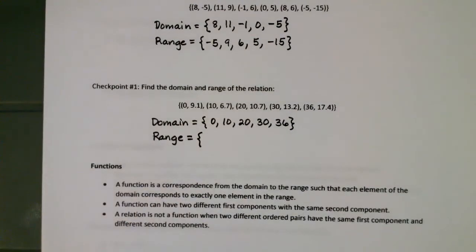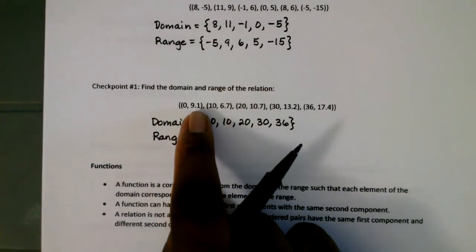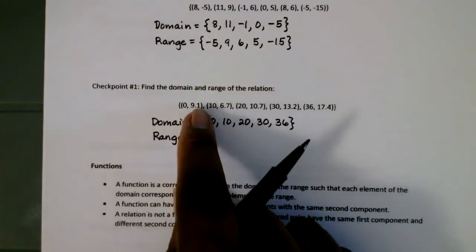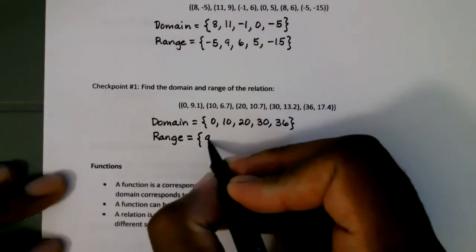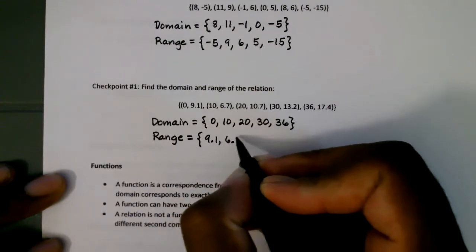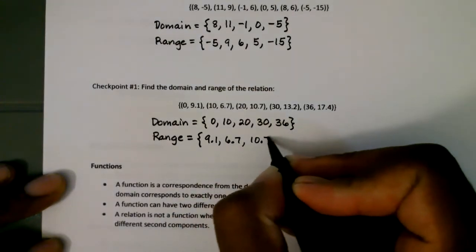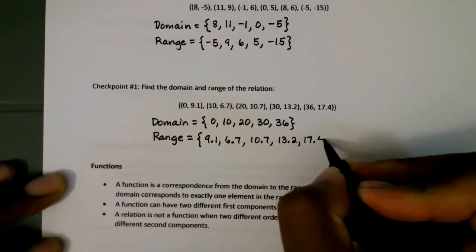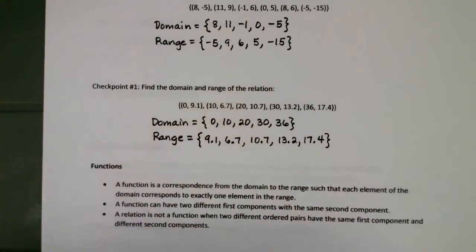And then the range is your y coordinates here, or the second number in each of your ordered pairs. So it's going to be 9.1, 6.7, 10.7, 13.2, and 17.4. Okay. So that's how we find the domain and the range of any relation.